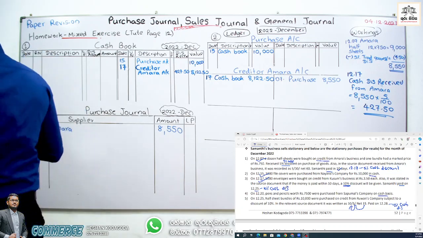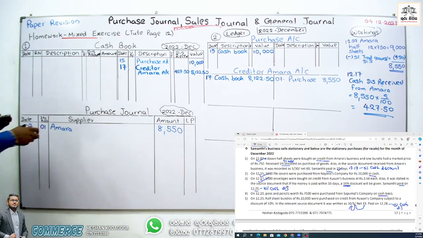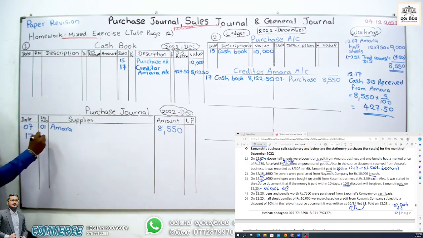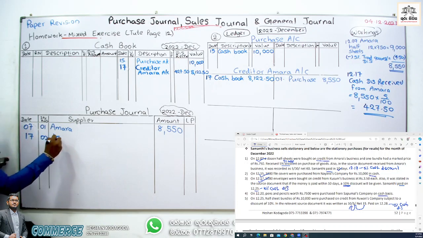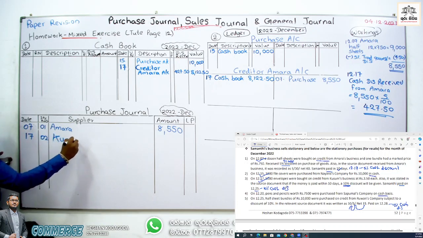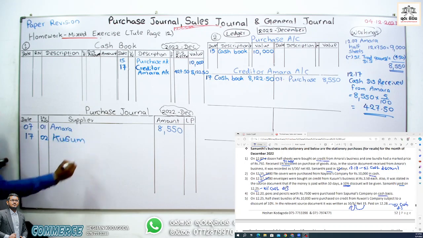This is a credit basis purchase. You can quickly come to the purchase journal. Write the date December 17. Just write the invoice number 2 from Kusum. This is a creditor. Creditor Kusum. Right? So 5,000 into 350.